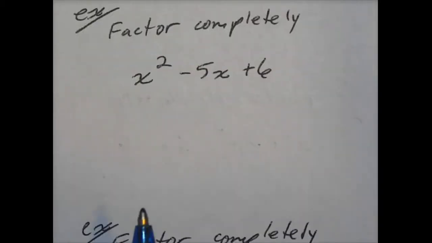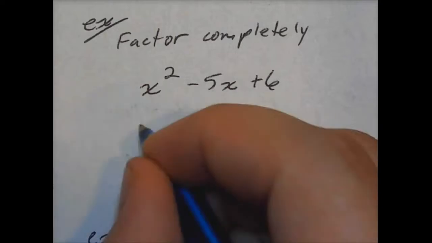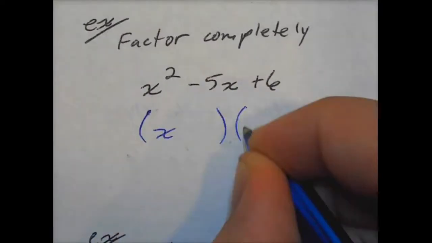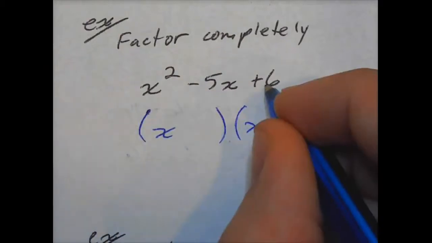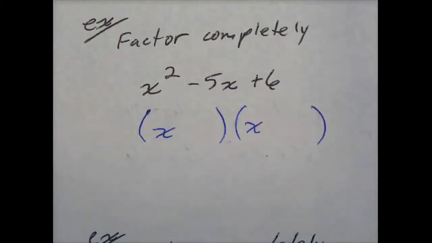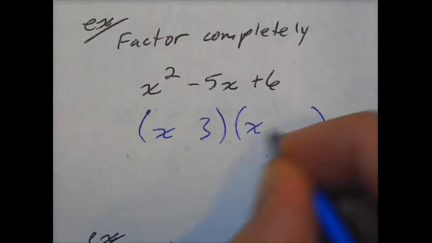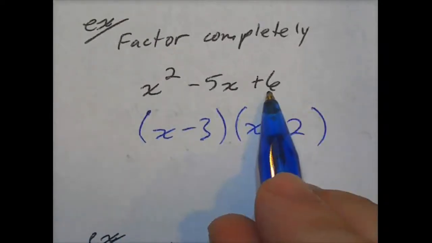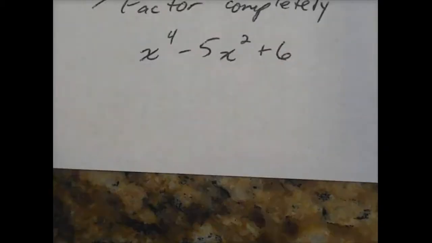Do it again. x squared minus 5x plus 6. So again, no common factor that I can pull out, so I must have an x and an x such that they multiply to be x squared. Positive 6, so I need two things that multiply to be 6 that add to be 5. Well, that could be like 3 and 2. Negative times a negative makes a positive 6, and they will add together to be a negative 5. Factored completely.